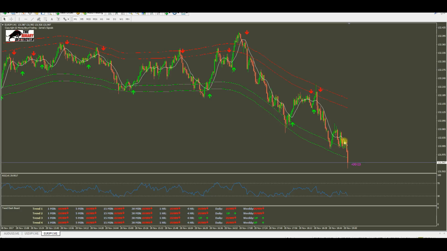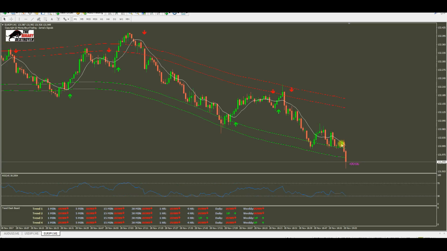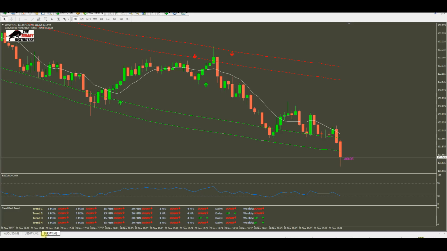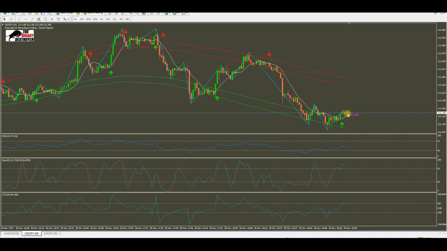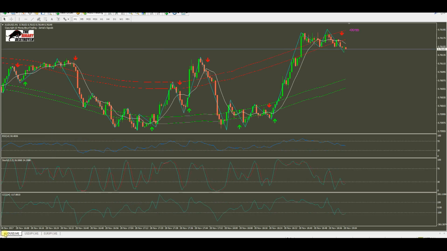Euro JPY might have been a bad decision. Bad decision. That's why you wait for the signal arrow. But USD JPY looks nice. It's a nice trade against the trend. But you see I've got this nice W-shaped pattern forming here. AUD is going to be a winner.